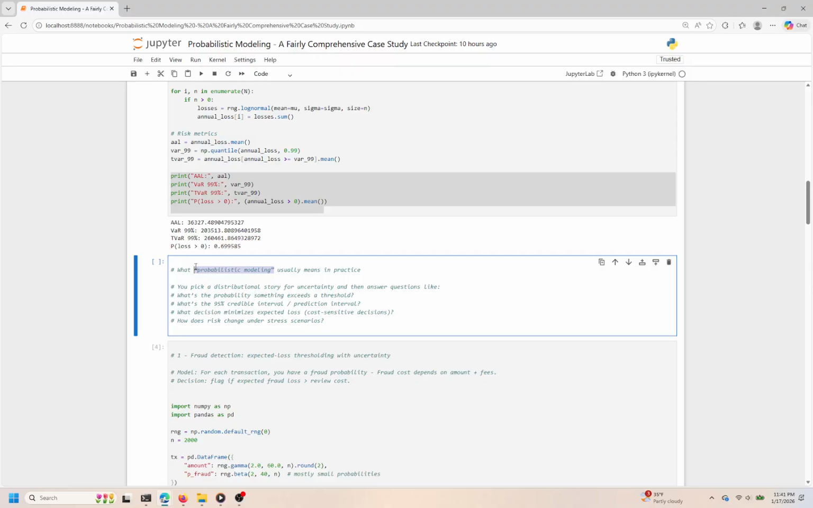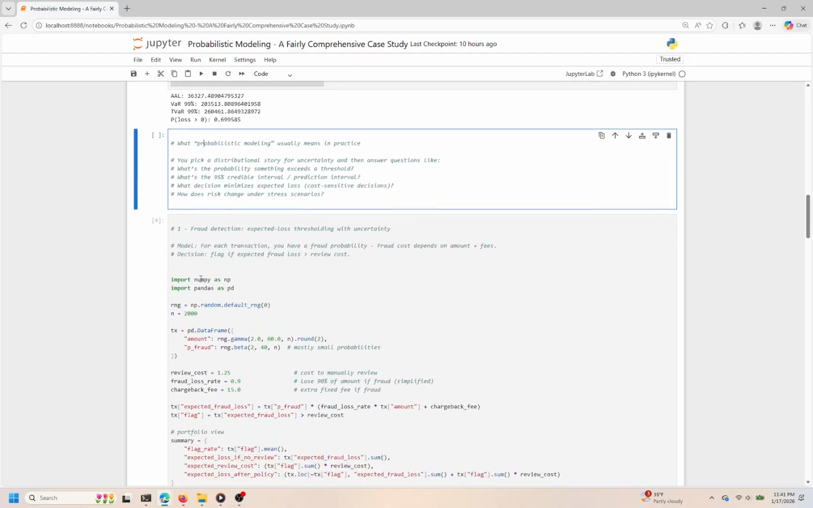Once we have our distribution established, we can start answering significant questions that can inform our decisions. For instance, we might explore the probability of a certain event exceeding a defined threshold. This can be particularly useful in risk assessment, where understanding the likelihood of extreme outcomes helps to gauge potential risks. We also work with credible intervals, such as the 95% credible interval, which provides a range where we expect our estimates to fall with a high level of confidence.